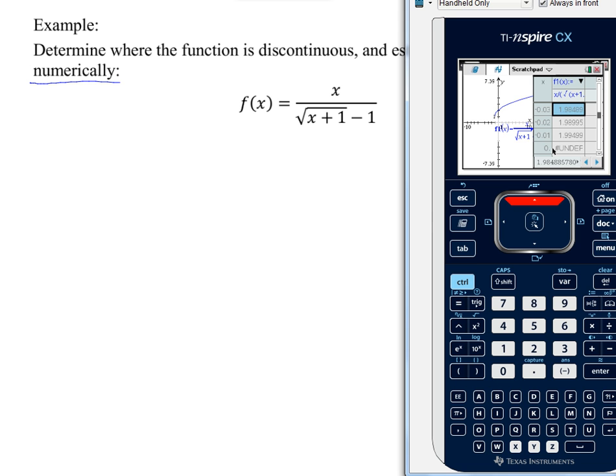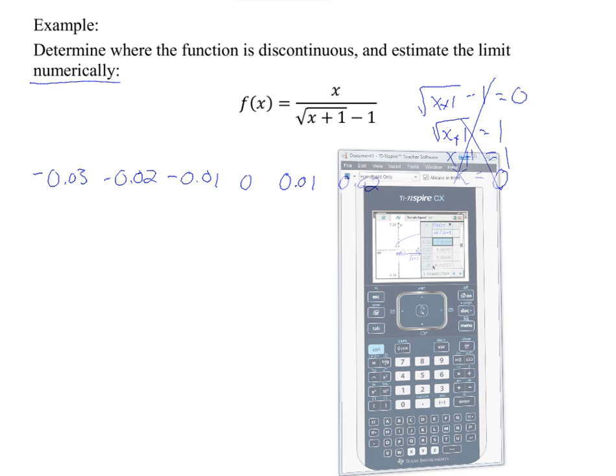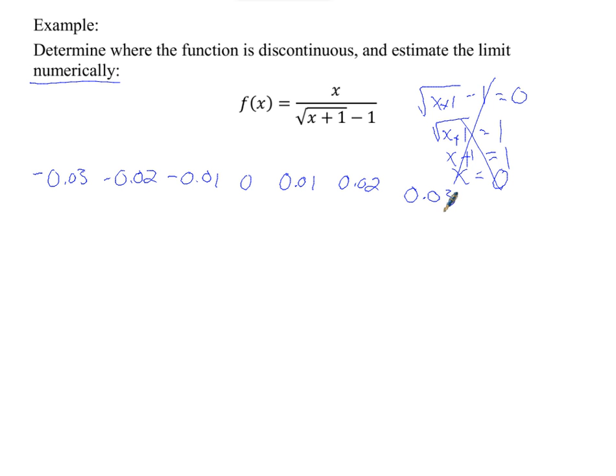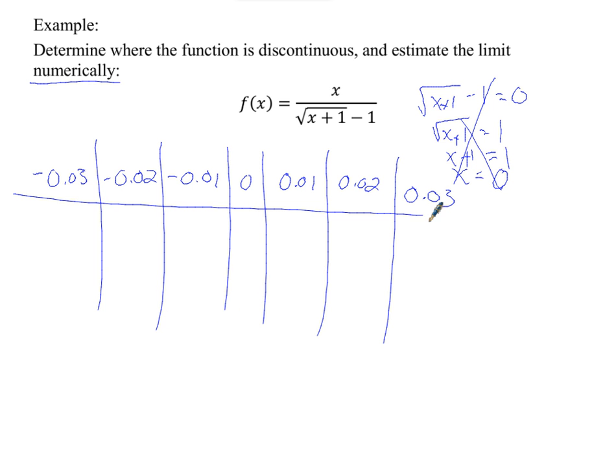3 things on the left, 3 things on the right of my discontinuity. So here we go. I'm going to start at negative 0.03, negative 0.02, negative 0.01, and then of course 0, and then 0.01, 0.02, and 0.03. We know we're undefined here.